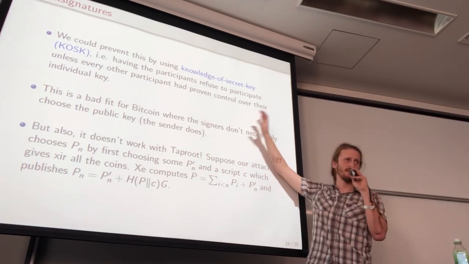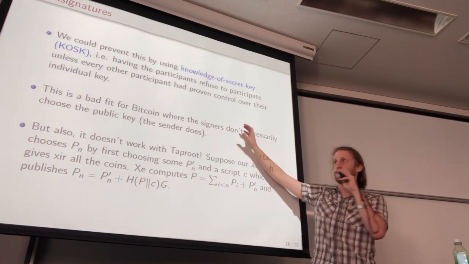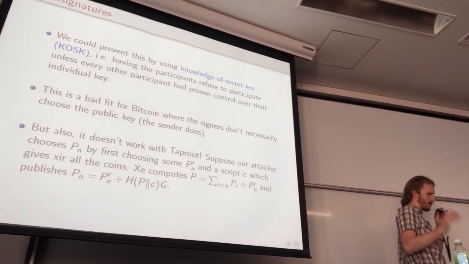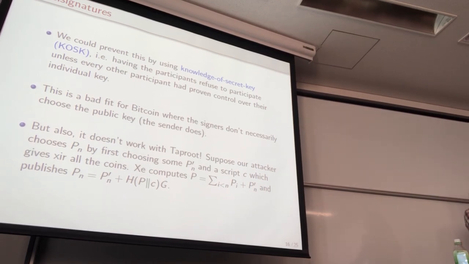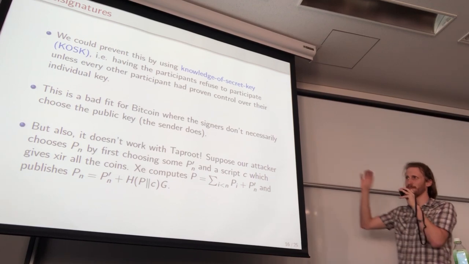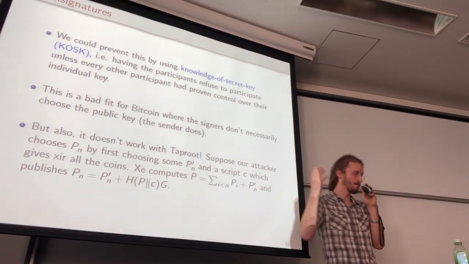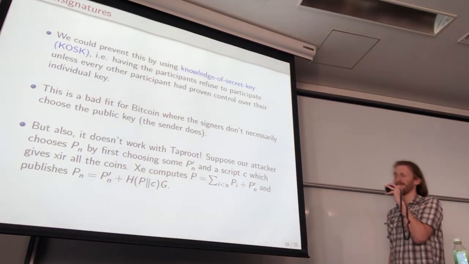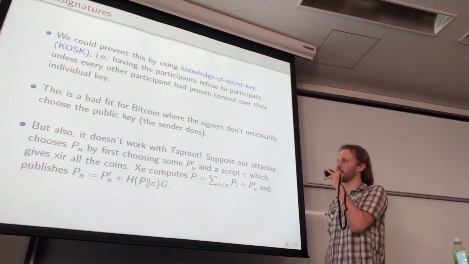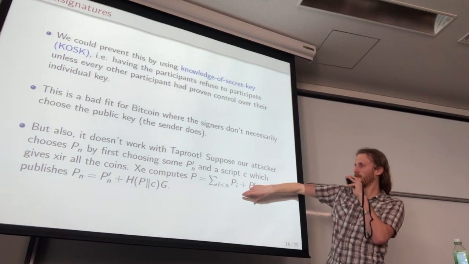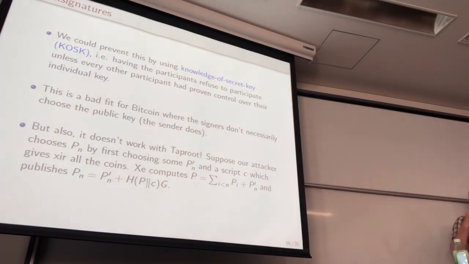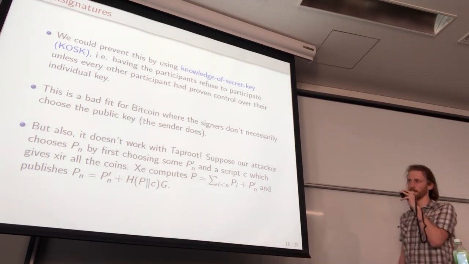So knowledge of secret key is not very nice because it requires proof of control of the secret key. In general, it requires it at signing time, I think. I'm not certain about that, but the point is keys are often offline when they're used in Bitcoin. The second reason, which is actually more serious in a Taproot world, is that there's a rogue key attack on Taproot which works even with the knowledge of secret key assumption.